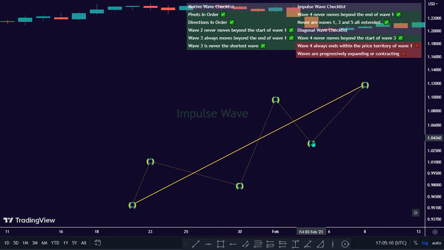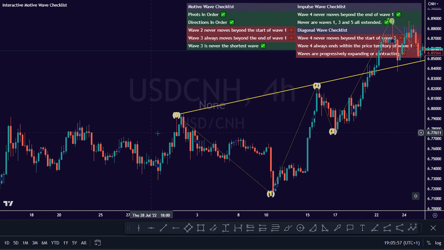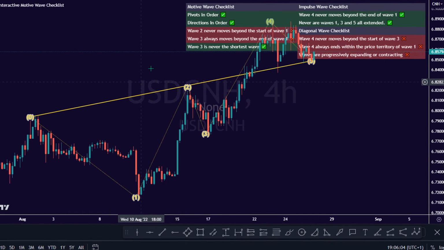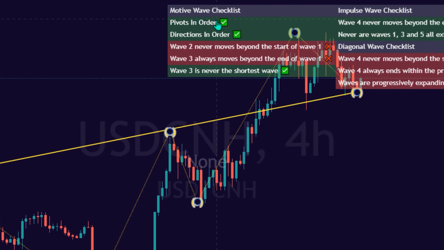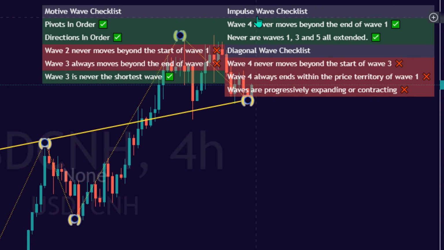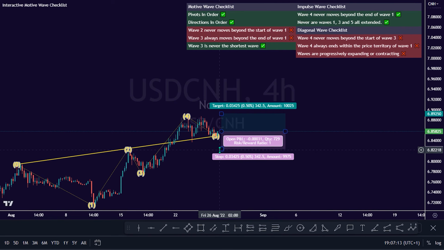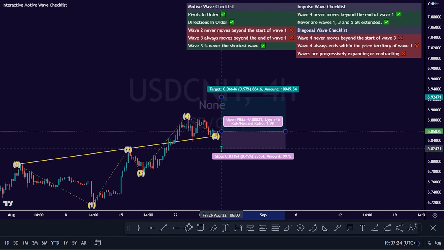It's time I show you how to execute buy and sell trades with this technical indicator. First, let me show you how to use this indicator to buy and sell in the market. To buy with this technical indicator, ensure to see that the pivots and directions in order are marked in green or to see that an expanding diagonal wave is formed for a long-term bullish movement. Next, ensure to see that at least the impulsive wave checklist waves 4, 1, 3, and 5 are all extended and marked in green check. Once you figure out this formation on the price chart, then you can anticipate a buy entry.